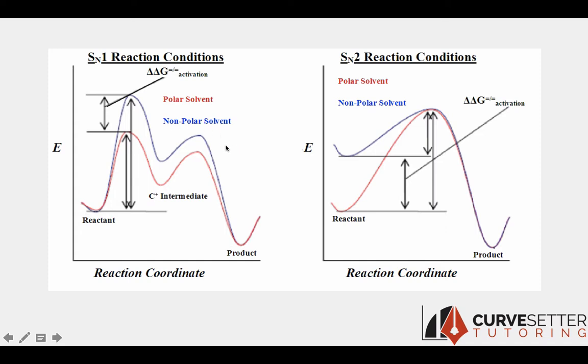Here you see that a polar solvent, the red curve, is really going to favor SN1, and specifically polar protic solvents, because those are going to be able to stabilize the carbocation intermediate. So you see a lower energy carbocation intermediate when it's in a polar solvent. And also to note is that the energy of the products is not changed by the polar versus non-polar solvent.